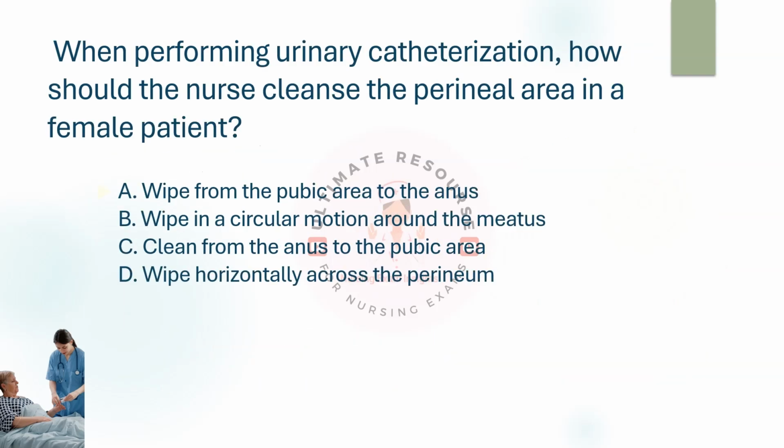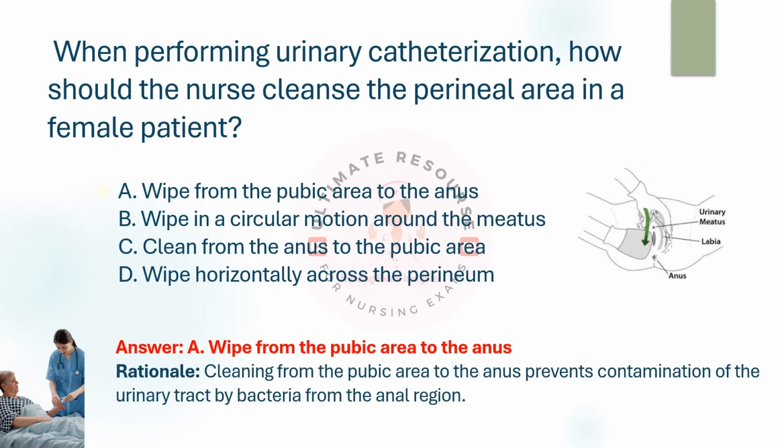When performing urinary catheterization, how should the nurse cleanse the perineal area in a female patient? Options are A. Wipe from the pubic area to the anus. B. Wipe in a circular motion around the meatus. C. Clean from the anus to the pubic area. D. Wipe horizontally across the perineum. Answer is wipe from the pubic area to the anus.